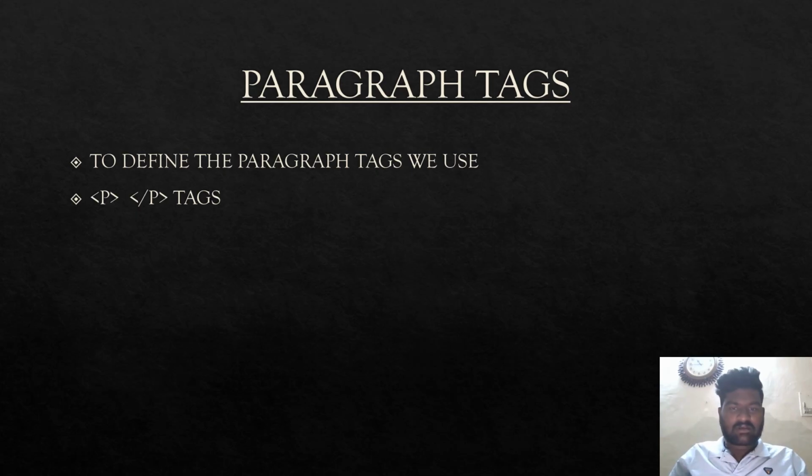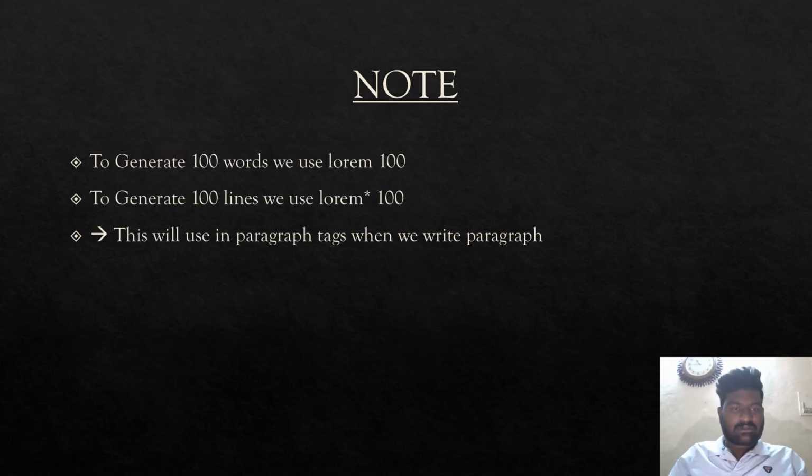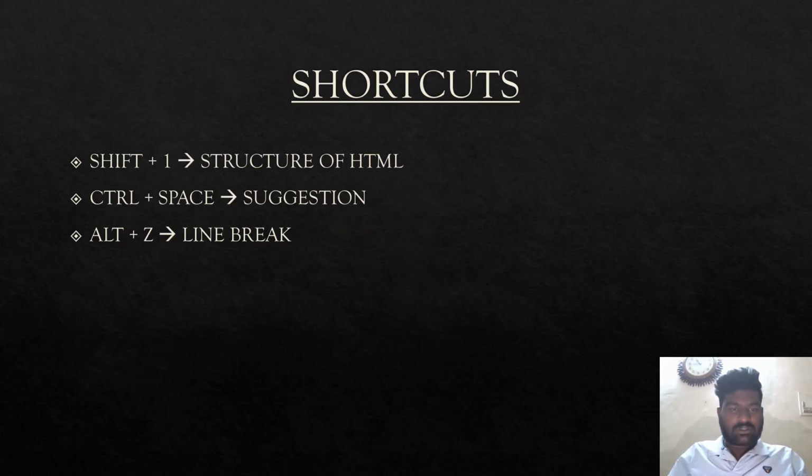Paragraph tags. To define a paragraph, we use P, which is included within angular braces. In a paragraph, we can generate 100 words. We can use lorem 100, so we can generate 100 words. Then we can use lorem into 100. These are generally shortcuts.